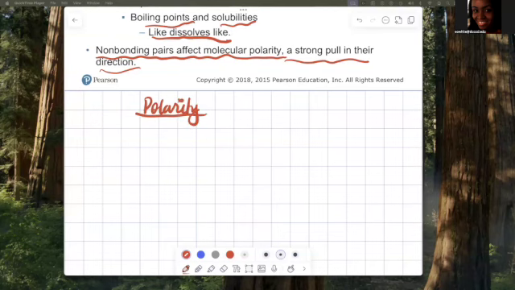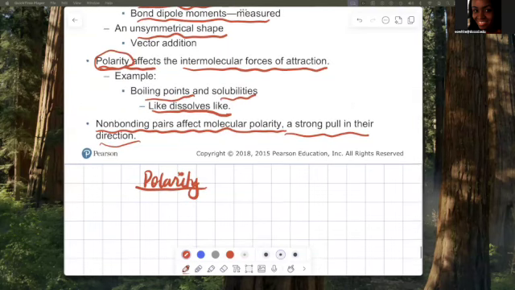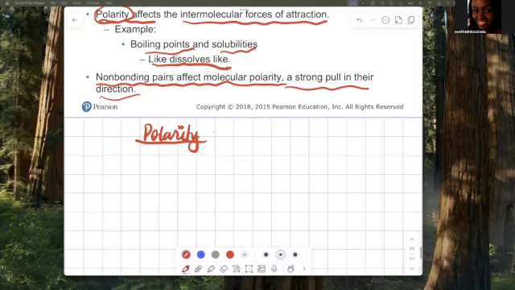Okay. Usually you have to have a lack of symmetry. So if you have an unsymmetrical shape, then most likely you have polarity, right? So I want to define the term polarity. I talked about this before, but I want to bring it up again because I want you guys to learn the terminology, right? In this case here, we'll talk about polar to mean different.